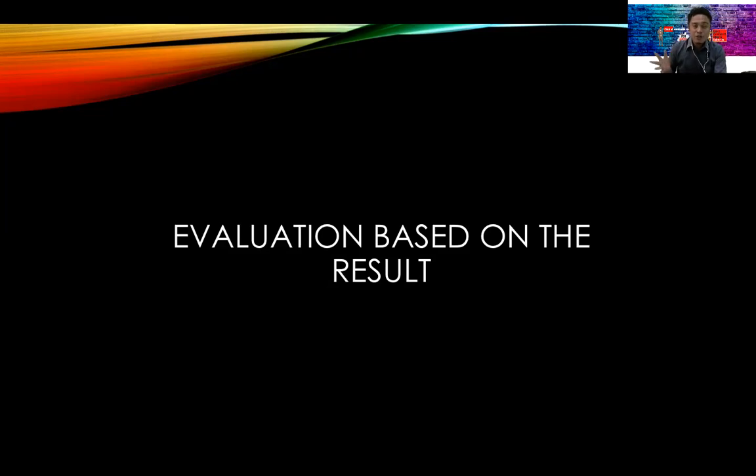So your technique, your media, your approach, your strategy that you already implemented with the students, can it improve the students' mastery, can it improve their comprehension about the subject that you teach them, or not? That's why we have to evaluate. We have to do the evaluation process based on the result. Evaluation is the fourth step in conducting classroom action research: reflection, or evaluation.